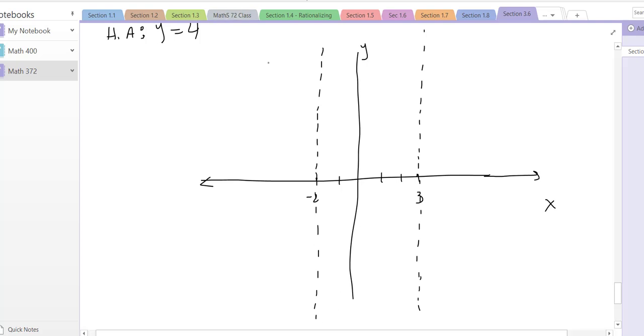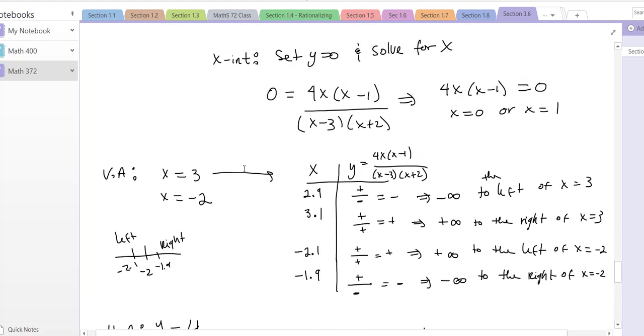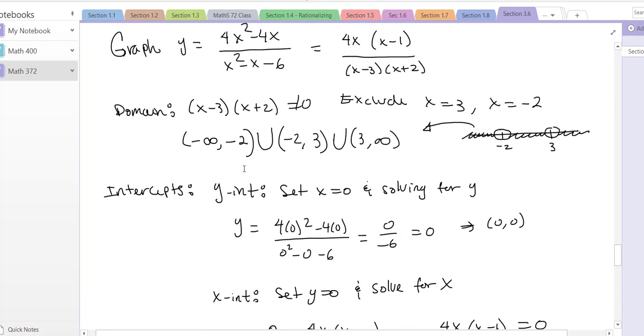Okay, and we have a horizontal asymptote at 4. So 1, 2, 3, 4, not drawn to scale over here. So that's our horizontal asymptote. And so now we need to figure out what's happening. And this is where our work from up here comes in handy. So let's start with the intercepts.